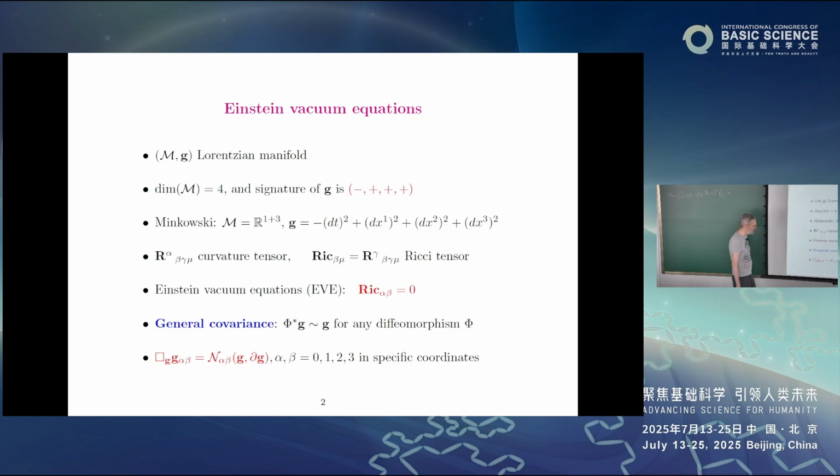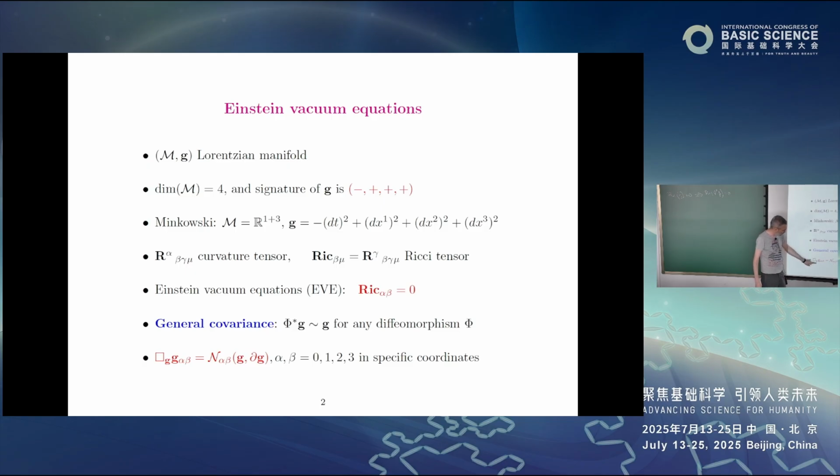There are many choices, and the choice I'm going to make here is simple, although not really relevant to the result I'm going to present. It's just to give you a simple form. The coordinates I want to use to write the Einstein equations are so-called wave coordinates, which is the analog of harmonic coordinates from Riemannian geometry. If you pick these wave coordinates, then you can rewrite the Einstein vacuum equations in the following form.